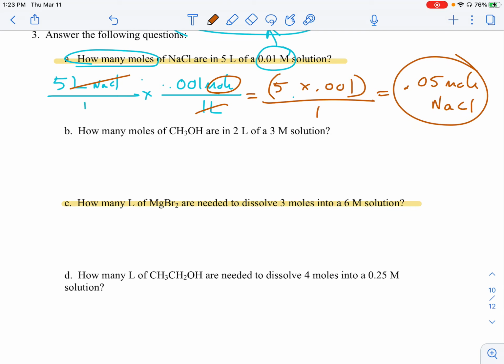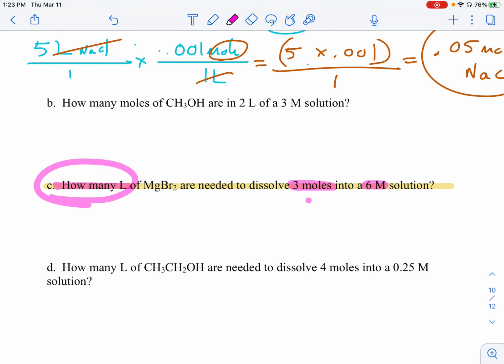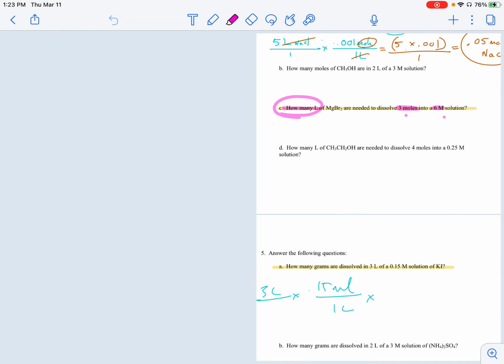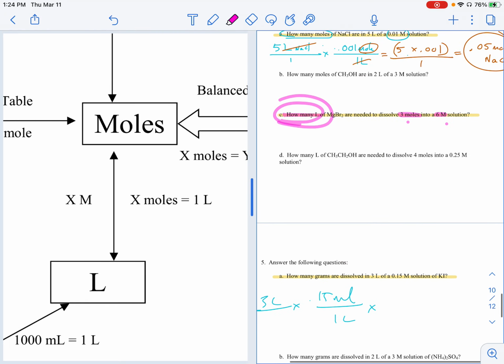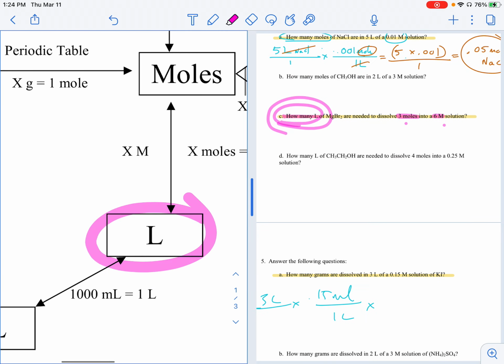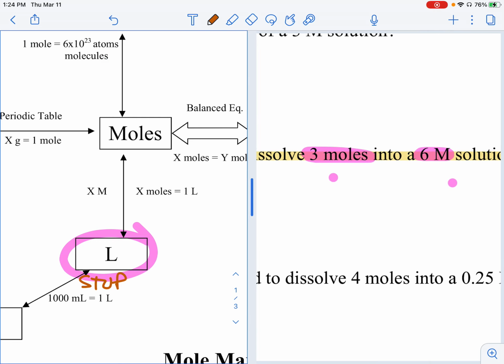Let's look at C. Similar type question. This one is asking for how many liters, and it tells me I have needed to dissolve 3 moles in a 6 molar solution. Okay, so I want liters, and now I've got to decide where I'm starting. Well, I can go back to my mole map. Let me clean up my mole map here. Again, it wants liters. So this is going to be my stop. That's where I'm going. That's my finish. Where am I starting? Well, my two options are either 3 moles or 6 molar.